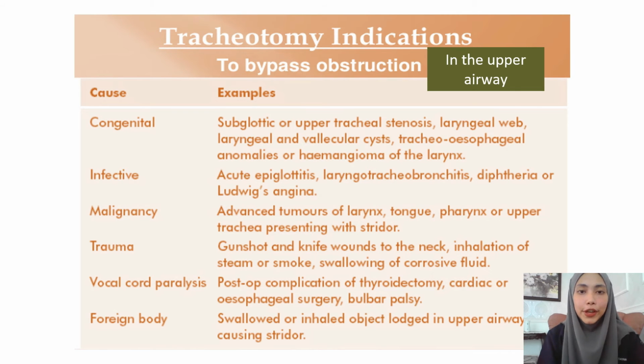The indication for tracheostomy is mainly to bypass the obstruction in the upper airway. Selain daripada because of prolonged ventilation or part of surgery ataupun neurological problem, the main memang untuk airway obstruction, upper airway obstruction. So the causes of upper airway obstruction can be further divided into subgroups, which is congenital, for instance, like subglottic or upper tracheal stenosis, laryngeal web, laryngeal hemangioma.